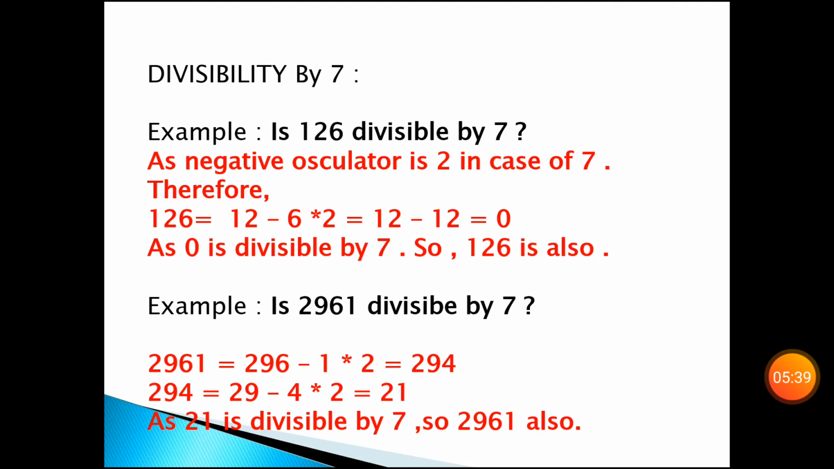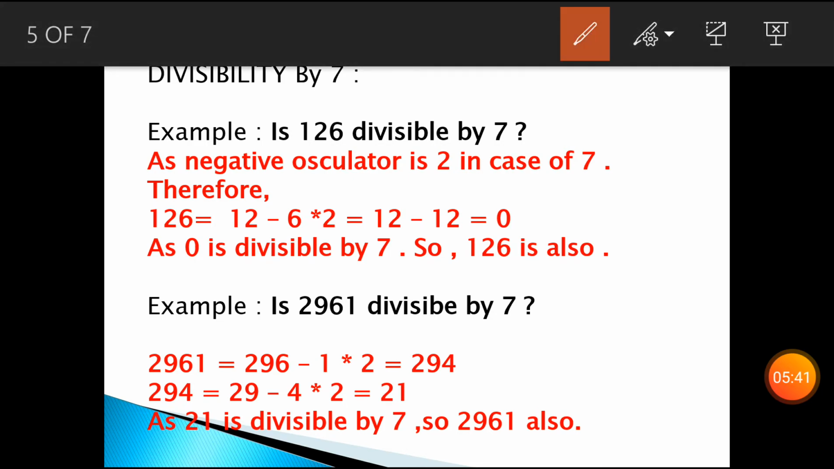First of all, I have taken the example of divisibility by 7. Is 126 divisible by 7? So what is the rule? As we just discussed, in the case of 7 the oscillator is the negative oscillator of 2. So how to solve for the negative oscillator? First you write the number 126. Now you separate the last digit from this number, that is 6.